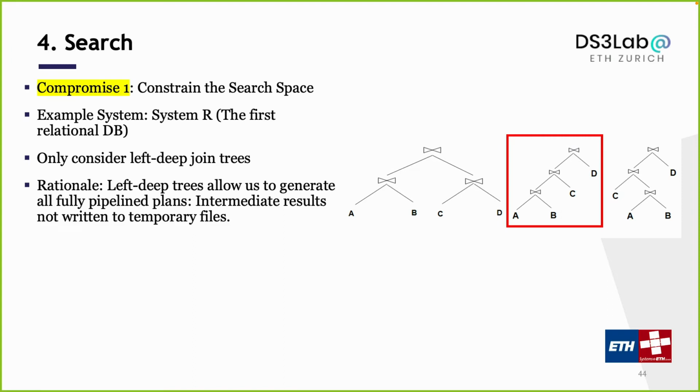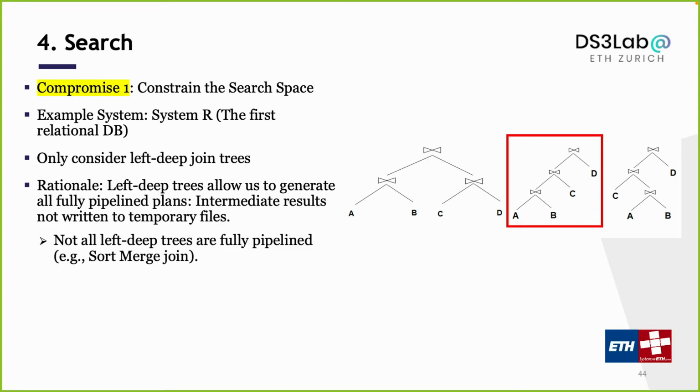What is the rationale behind it? The rationale is that if you consider this left deep join tree, it actually gives you all the possible fully pipelined plans. That is, you do not need to save the intermediate results if you are using an iterator model. Whenever you call the next function on the root, you call next on the left-hand side, then you go down, go down, go down, then you propagate. Once you have these left deep trees, you can generate all the possible fully pipelined plans. And back in the 70s, that was very important, and even today, that's also very important.